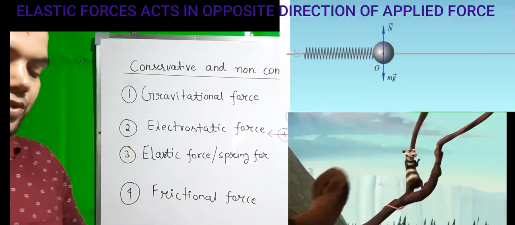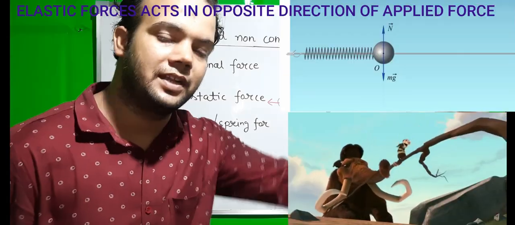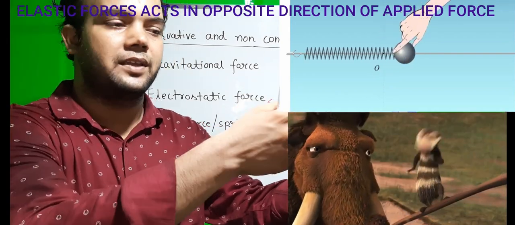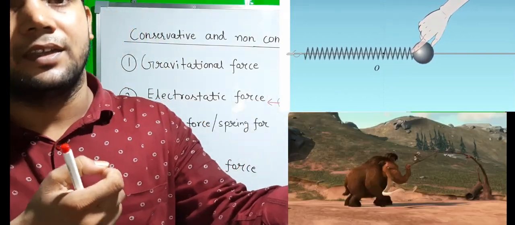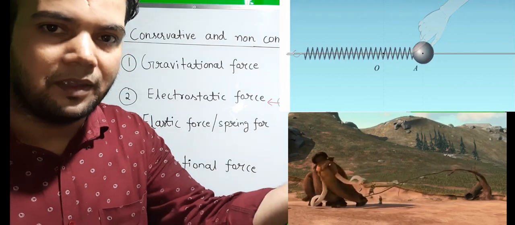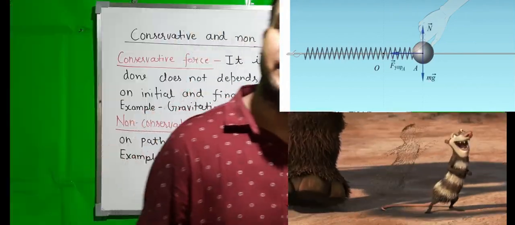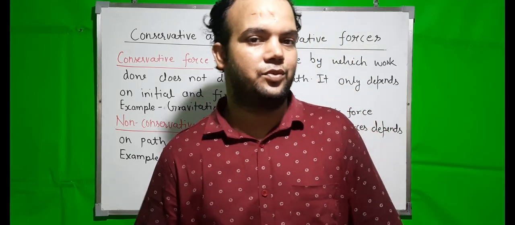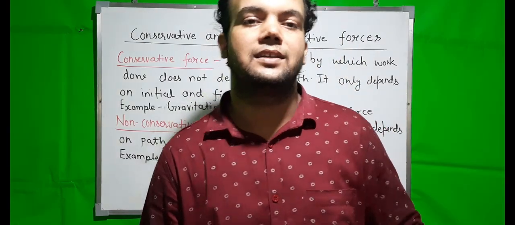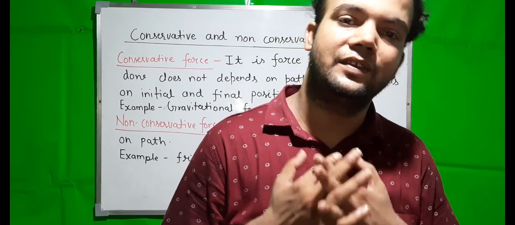Now suppose you have a rubber band, an elastic rubber band or a spring. As you stretch it, it will oppose. It doesn't want to stretch, it applies elastic force in the opposite direction. So friends, now we can divide these forces into two categories. The two categories are conservative force and non-conservative force.